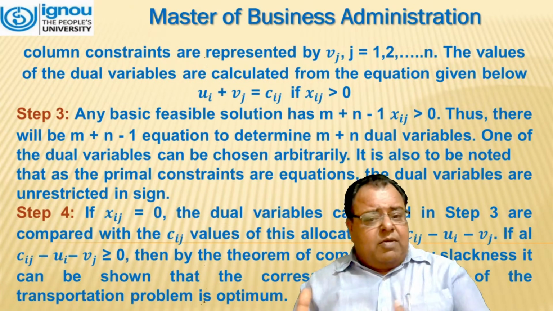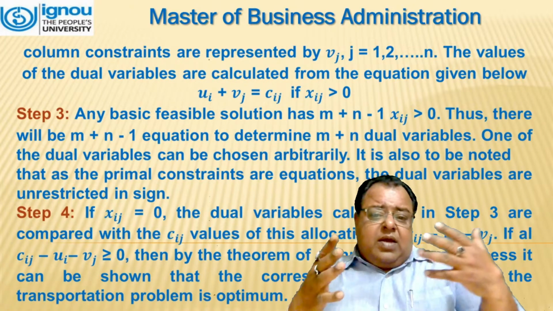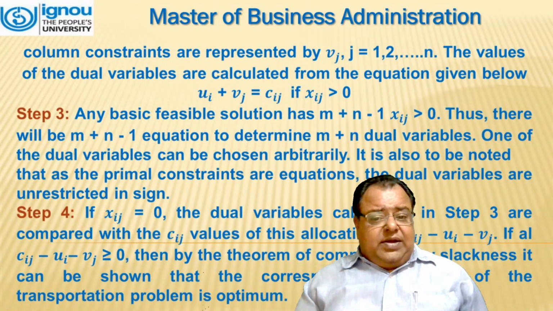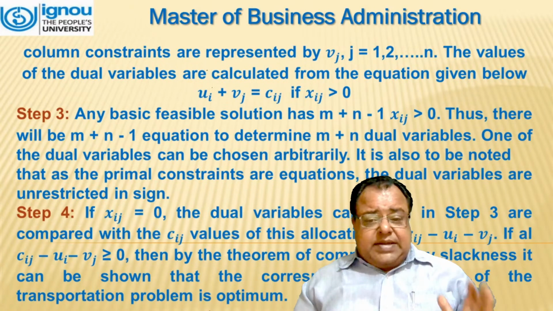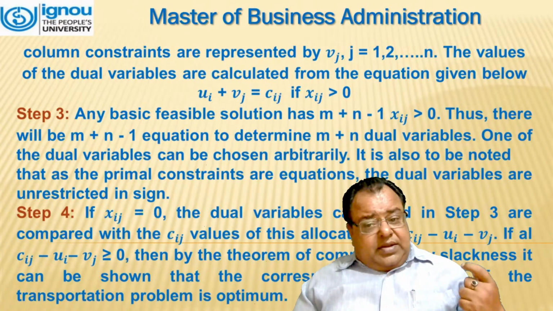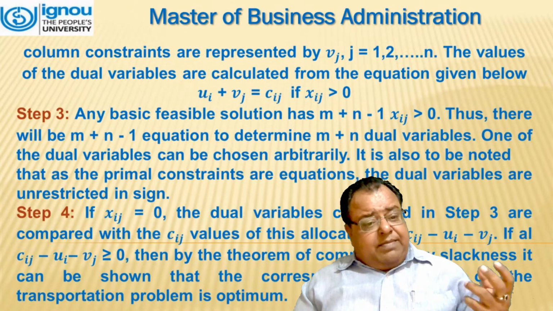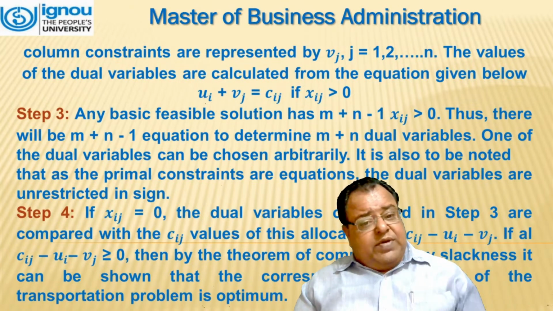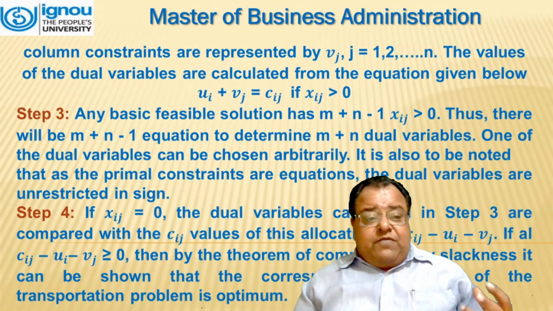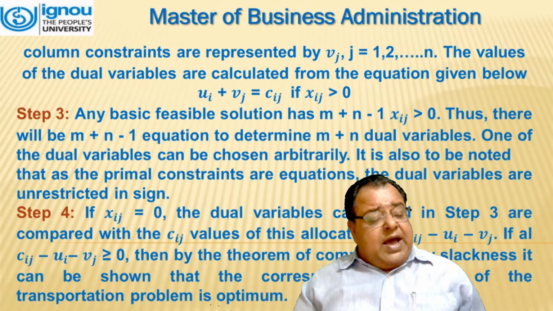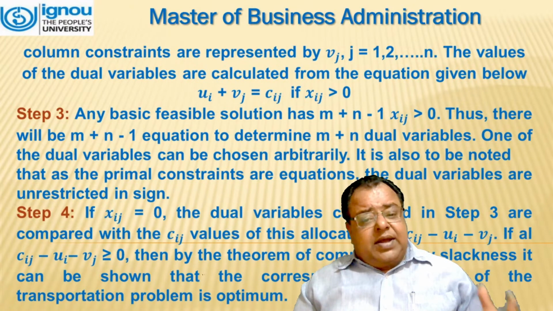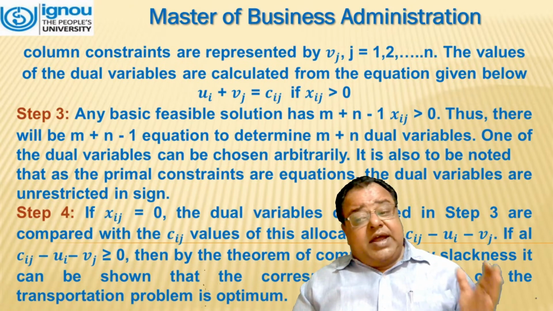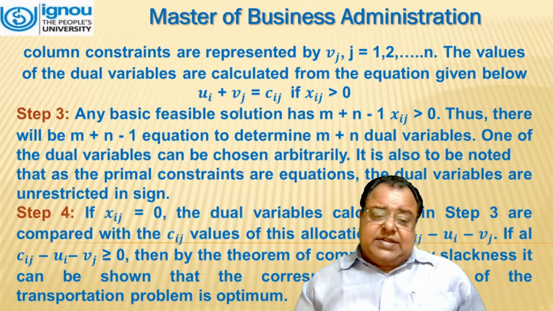We will be going through the problem, then we will be in a position to understand all these terms we are discussing right now. Any basic feasible solution has m plus n minus 1 basic variables. Thus, there will be m plus n minus 1 equations to determine m plus n dual variables. One of the dual variables can be chosen arbitrarily. It is also to be noted that as the primal constraints are equations, the dual variables are unrestricted in sign.